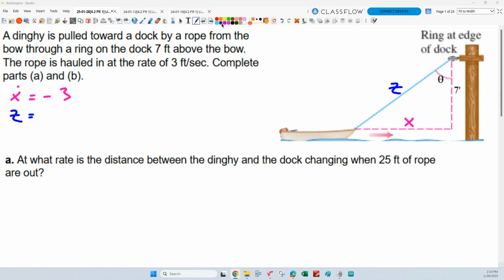Because the rope, which one of those lines corresponds to the rope? Z. Okay, so if rope is being pulled in at 3 feet per second, then it's z dot that's equal to -3. And what else do we know from part A? X is 25. Oh, wait. Z is 25, and what are we trying to find? X dot. That's what we're trying to find. There we go. Okay.